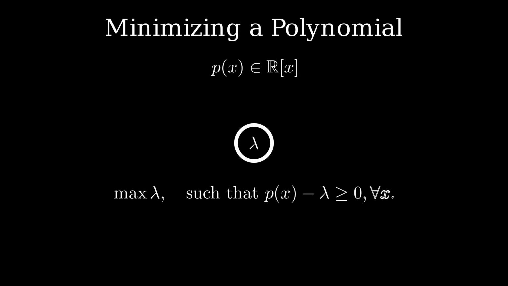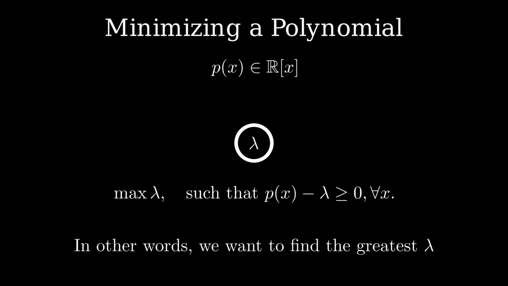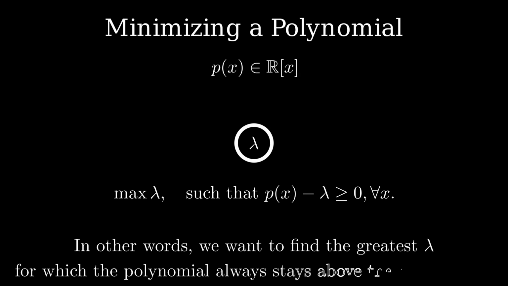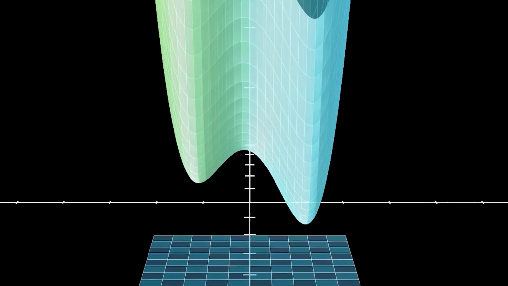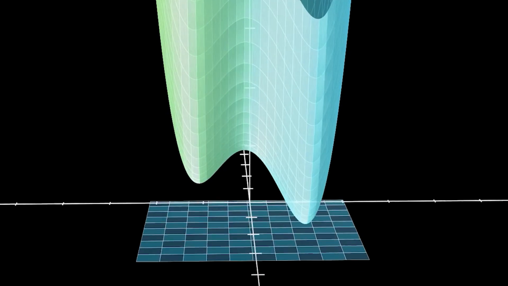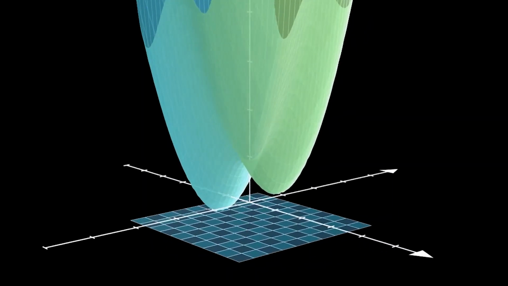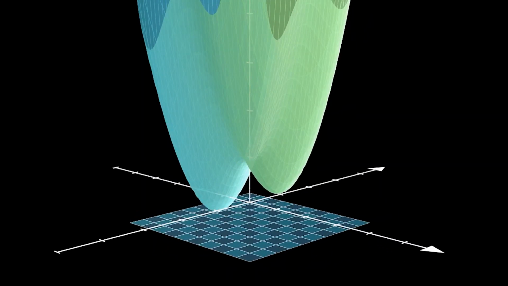And so, when we aim to minimize a polynomial, a natural idea is to find the greatest lambda such that said polynomial minus lambda remains non-negative everywhere. In other words, we want to find the greatest lambda for which the polynomial always stays above the plane y equals lambda. Think of this as a horizontal plane moving upward until it touches the lowest point of p of x. At this point, p of x minus lambda becomes a polynomial that is always non-negative.